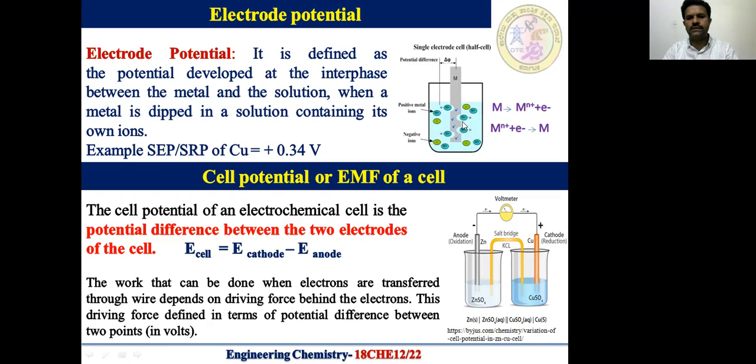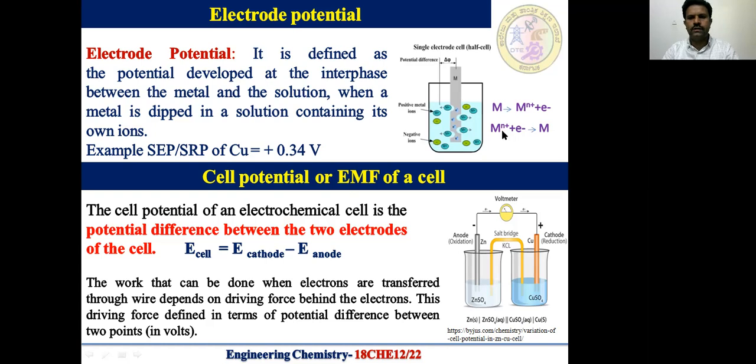of reactions occur simultaneously. That is, the metal will undergo oxidation reaction by releasing electrons, and the ions enter into the solution. Simultaneously, the metal ions present in the solution will gain that released electron and it becomes neutral metal. So that is called reduction reaction.